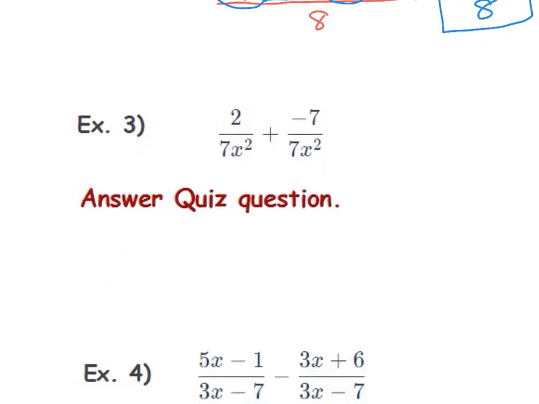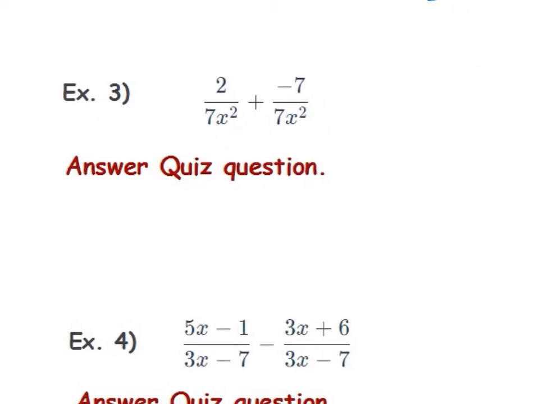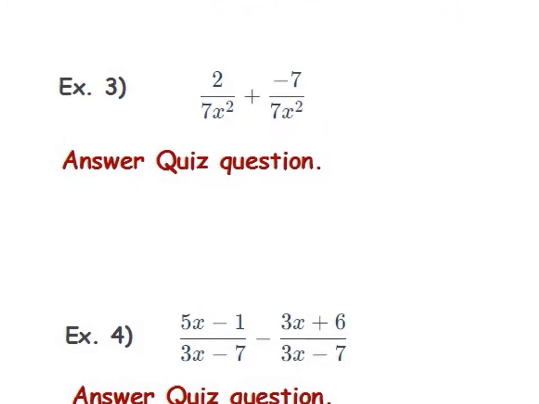For example 3, I'm going to let you work it out first and give your answer as a quiz answer. So go ahead and stop the video. Alright, the solution. Since these are common denominators, I can simply add the numerators. So 2 plus a negative 7 is a negative 5 all over 7x squared.